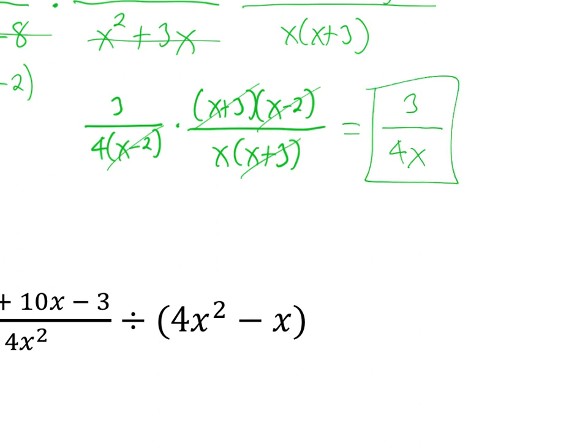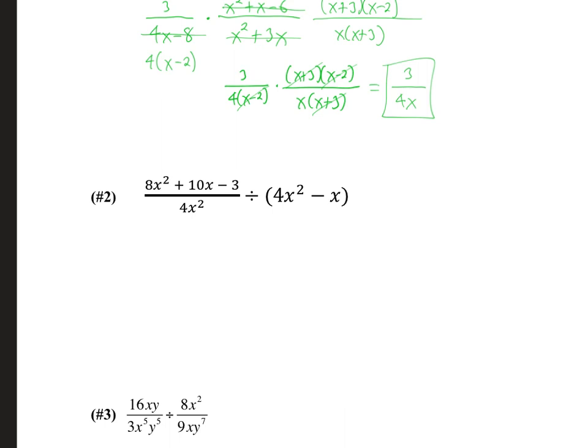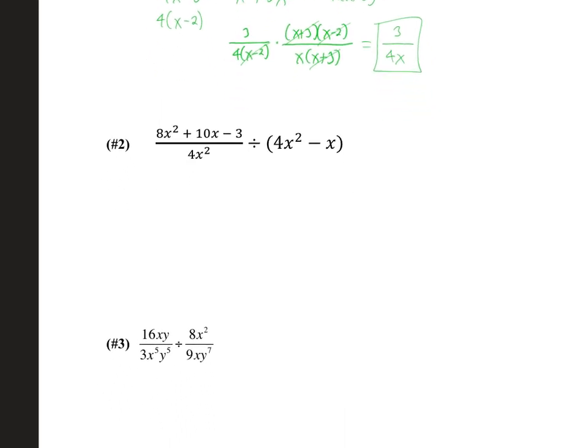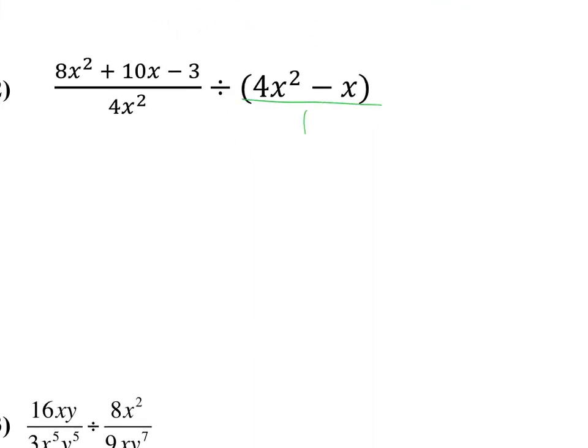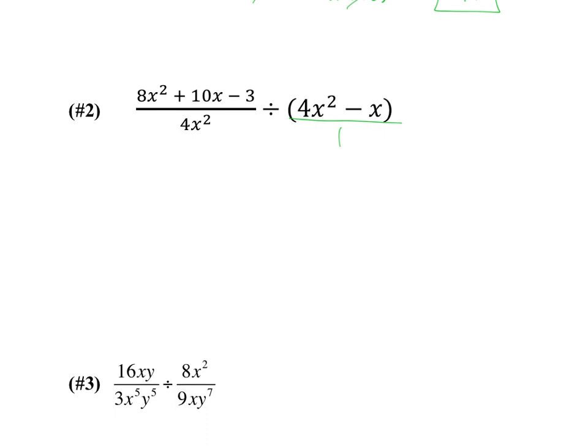And there we go. All right, next: 8x squared plus 10x minus 3 divided by 4x squared minus x. Like I said, you can try these on your own if you would like. Put this over 1. We'll factor first, and then we'll flip it in a second. So let's reduce this first. If you do your smiley face method, this is going to factor to 2x plus 3 and 4x minus 1. And over here, this is going to factor to x times 4x minus 1.